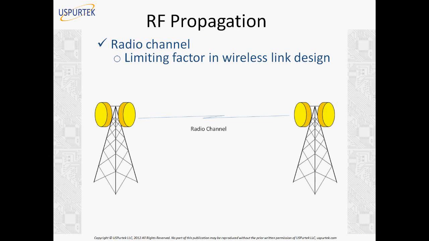Now, as many of you who are already working in the RF area must be realizing, the radio channel is the most limiting factor in any wireless link design. We can have very powerful transmitters and very sensitive receivers, but if the radio channel is not good, we simply don't receive our signal. You must have noticed this when you have your cell phone with you and you are inside a building and the signal fades. You simply cannot receive a signal. That's why the radio channel, the RF propagation, is such an important factor in designing any wireless link.